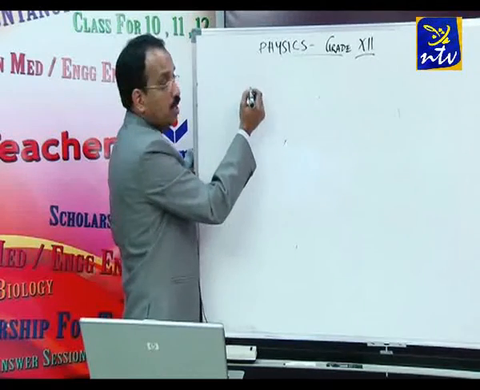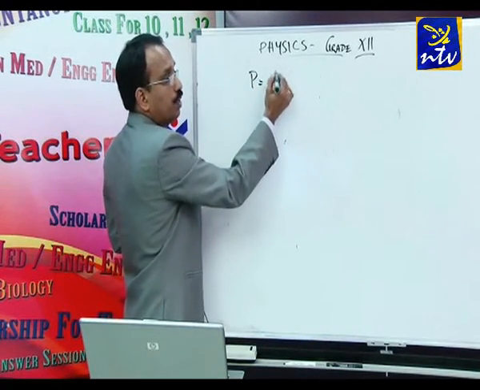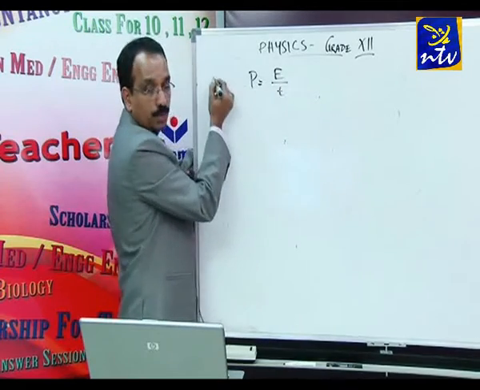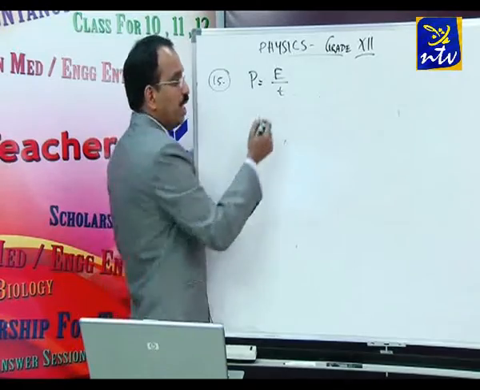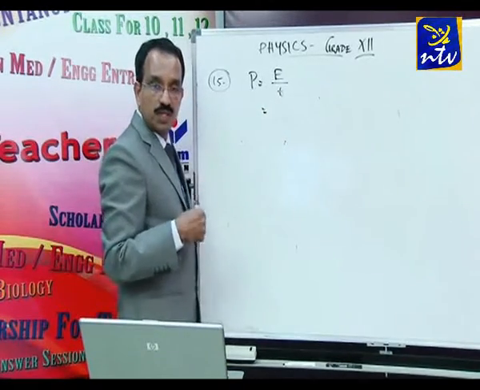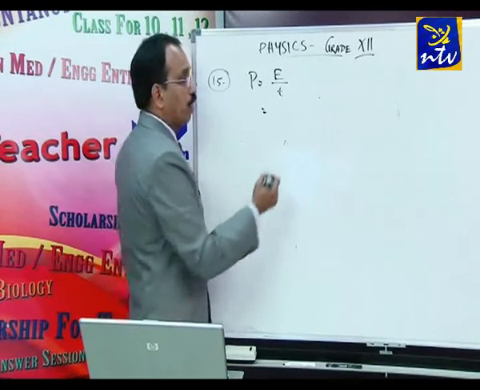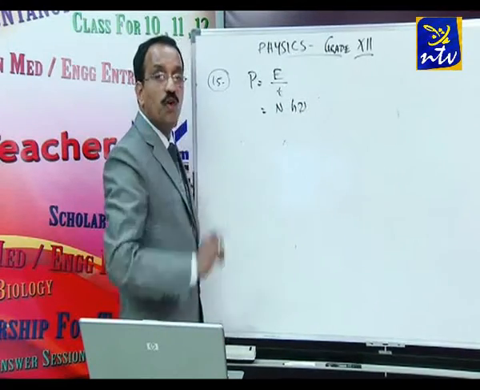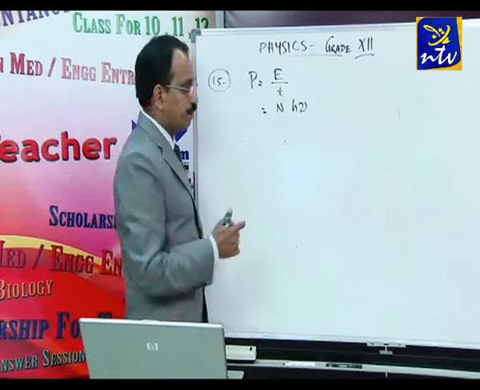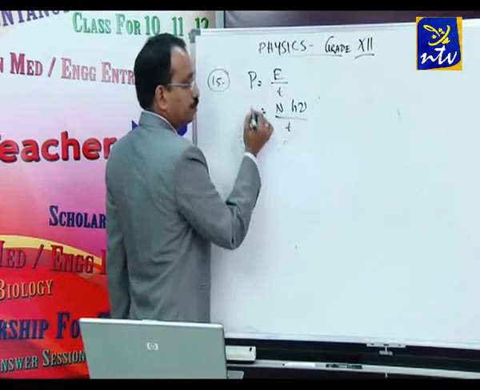Look at the board. Power is equal to energy divided by time. Talking about the 15th question. Energy is due to the falling of the photons. If there are n photons falling, total energy will be what? N h nu. H nu is the energy of one photon, divided by time.